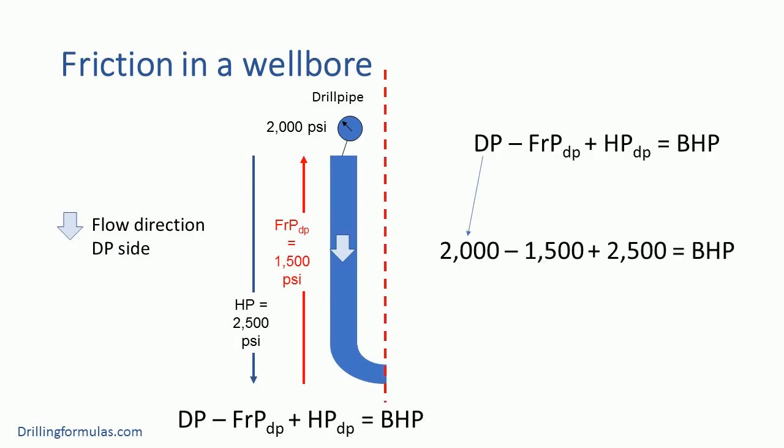Let's do some calculation to get more understanding about this topic based on this example. Drill pipe pressure equals 2000 psi. Friction pressure in the drill pipe equals 1500 psi. Hydrostatic pressure equals 2500 psi. Therefore, bottom hole pressure equals 3000 psi.